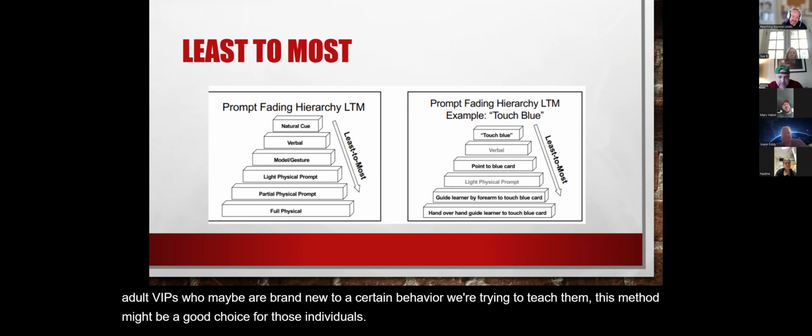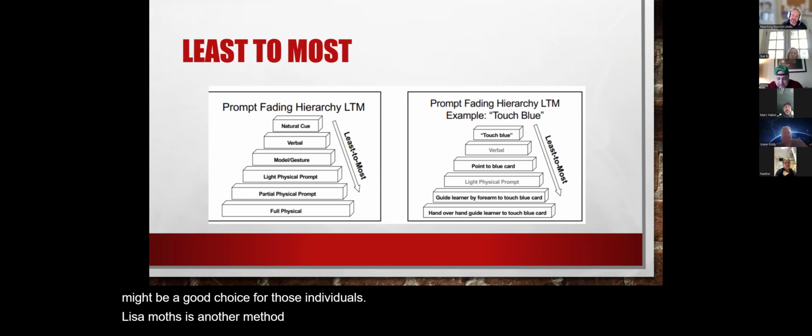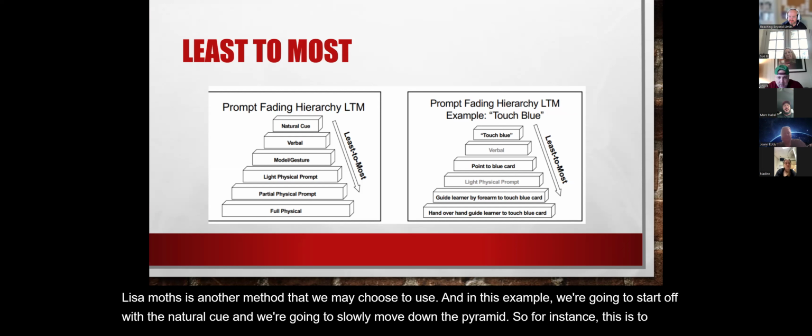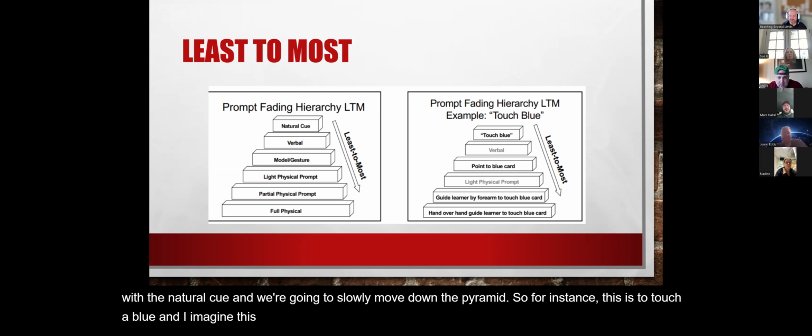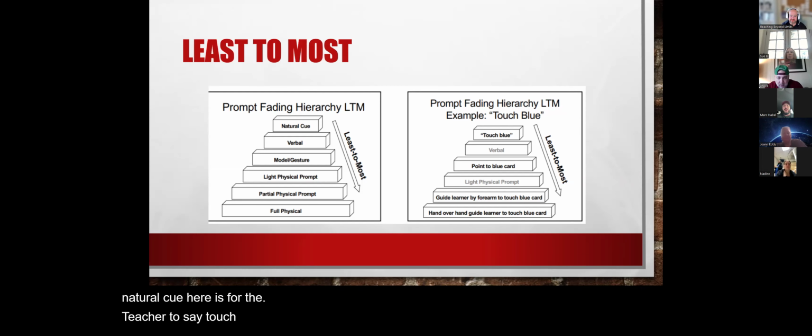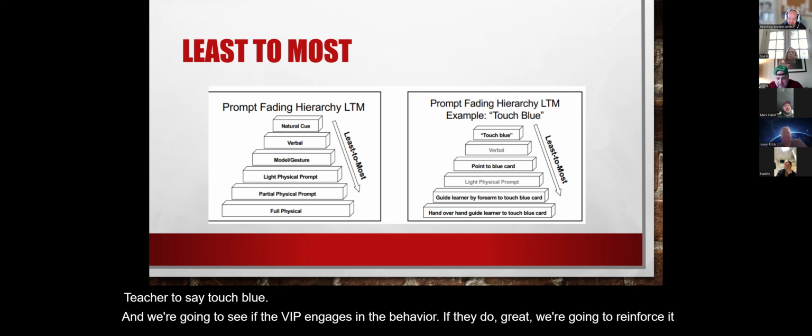Least to most is another method that we may choose to use. And in this example, we're going to start off with the natural cue, and we're going to slowly move down the pyramid. So for instance, this is to touch a blue card behavior that we're trying to teach our VIP. And the natural cue here is for the teacher to say, touch blue, and we're going to see if the VIP engages in the behavior. If they do, great, we're going to reinforce it and we're just going to remain there.